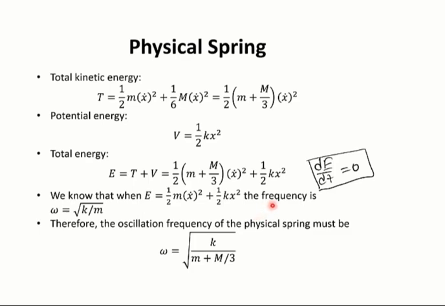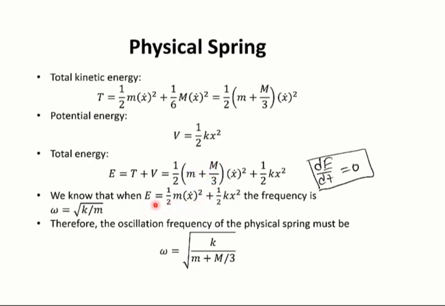Now, actually, you don't really need to find out the equation of motion in order to find out the angular frequency, okay? Because you can always compare this expression with the ideal expression of a massless spring mass system, which was this one, right? Total energy half m x dot squared plus half k x squared. So if you compare these two equations, you see the mass is replaced by this quantity, right?